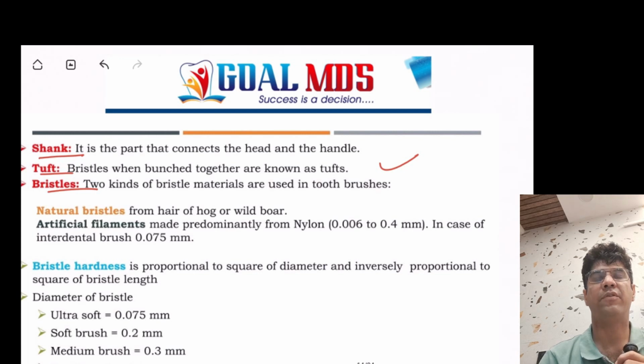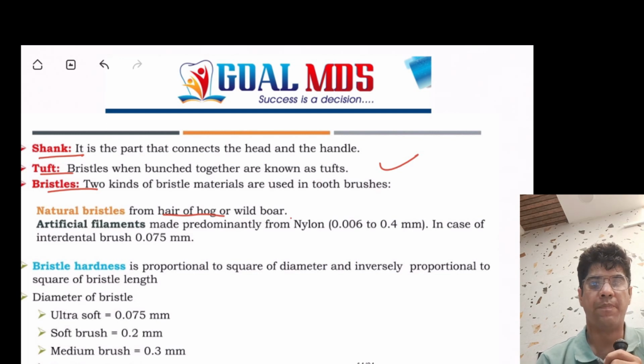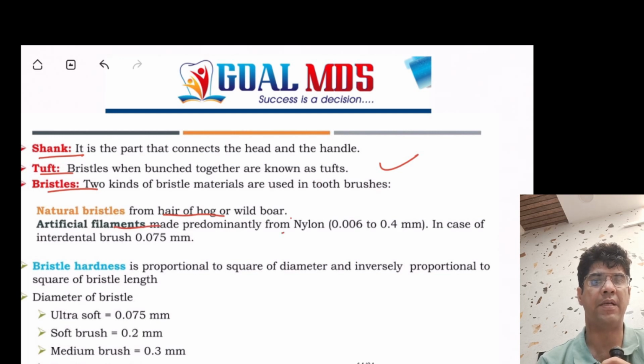Now these are the parts of the toothbrush: shank, tuft, bristles, already discussed. The natural bristle is made from the hair of hog or wild boar. Hair of hog or wild boar refers to the bristle-like hair that grows on the wild boar's body. Wild boars are a type of pig found in various parts of the world, and they are known for tough and wiry hair. This hair is used for making brushes, etc. The artificial filament is made from nylon.